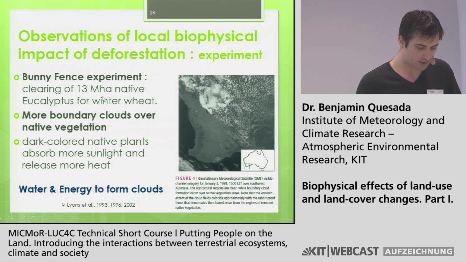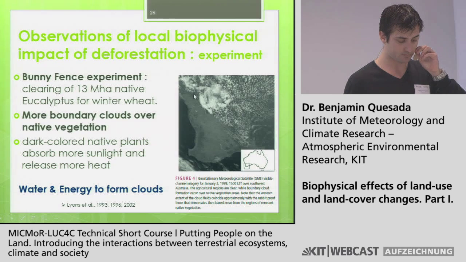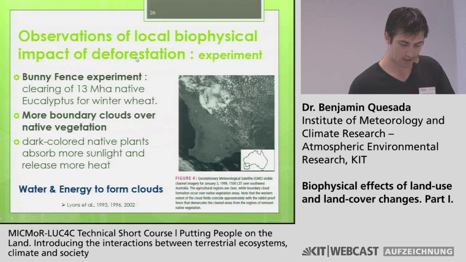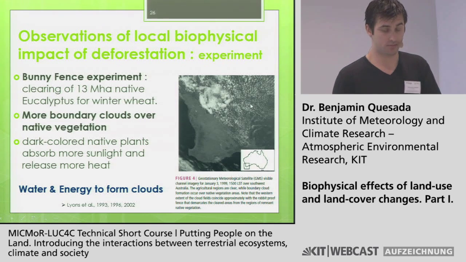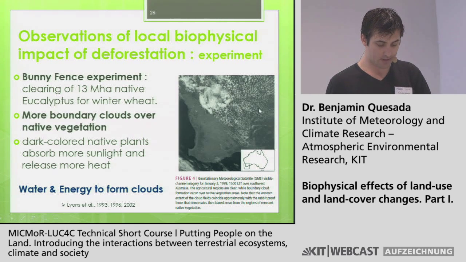This is a very typical experiment from the 90s, where they made this bunny fence experiment in southwest Australia, where they cleared 13 million hectares of native eucalyptus to grow winter wheat. This part is the winter wheat, and this part here is the native eucalyptus vegetation. What we see immediately in the data, but also in this satellite image, is that we have probably more boundary clouds over the native vegetation. So we will see maybe why.